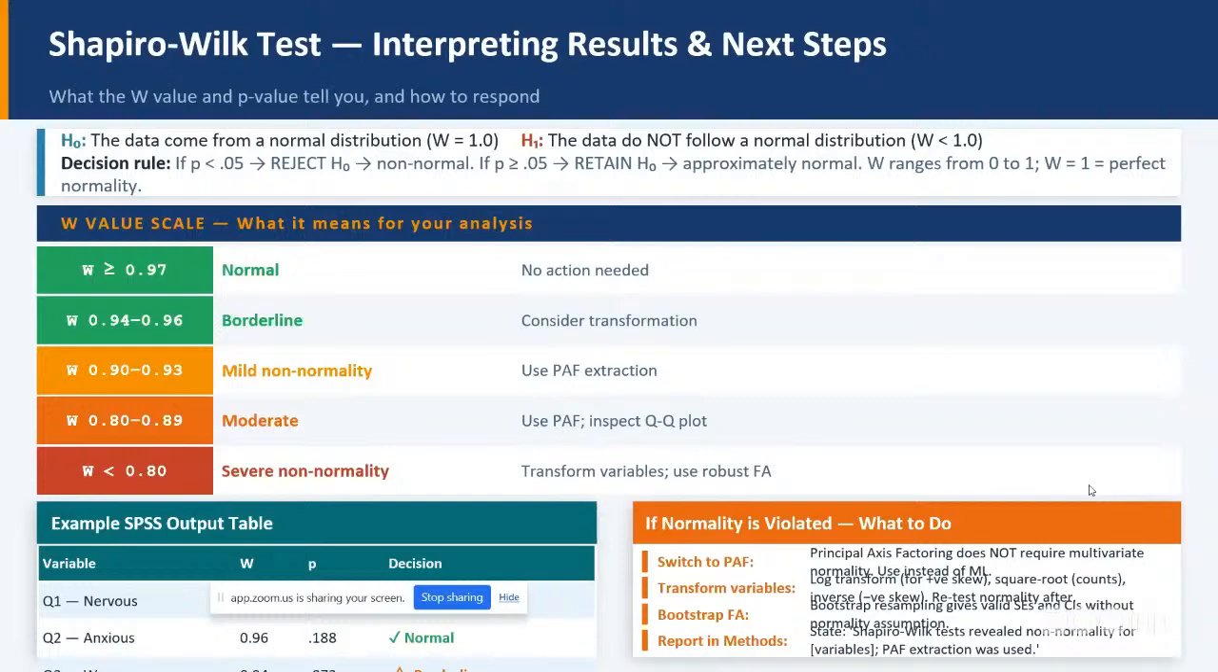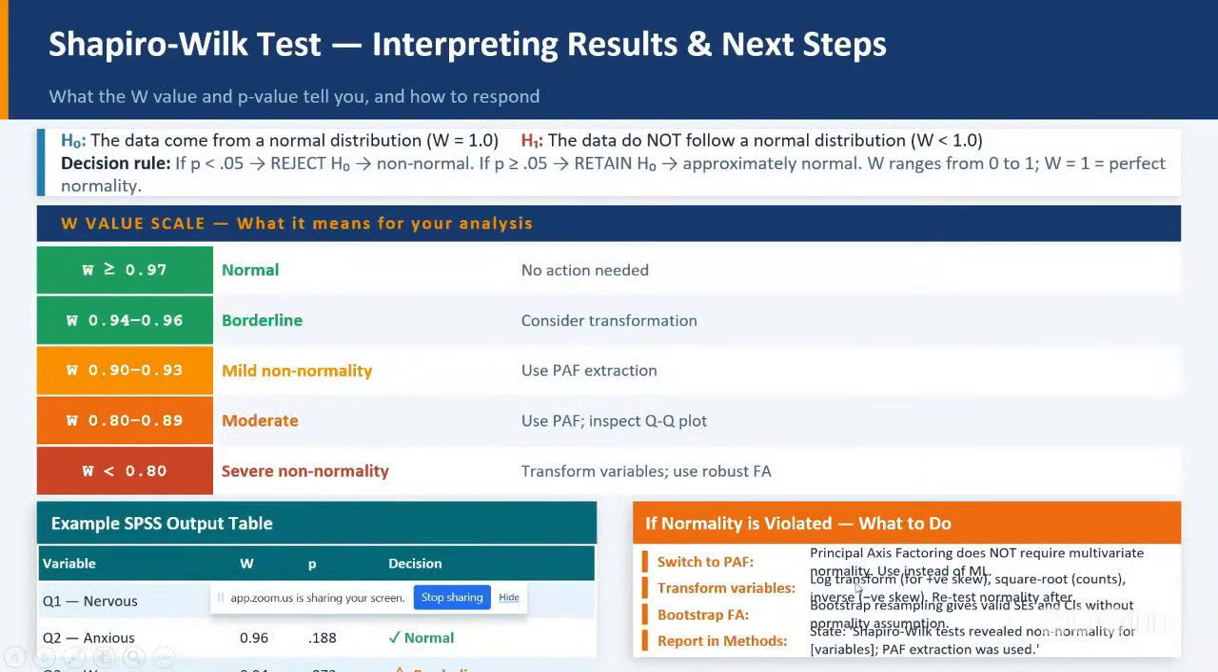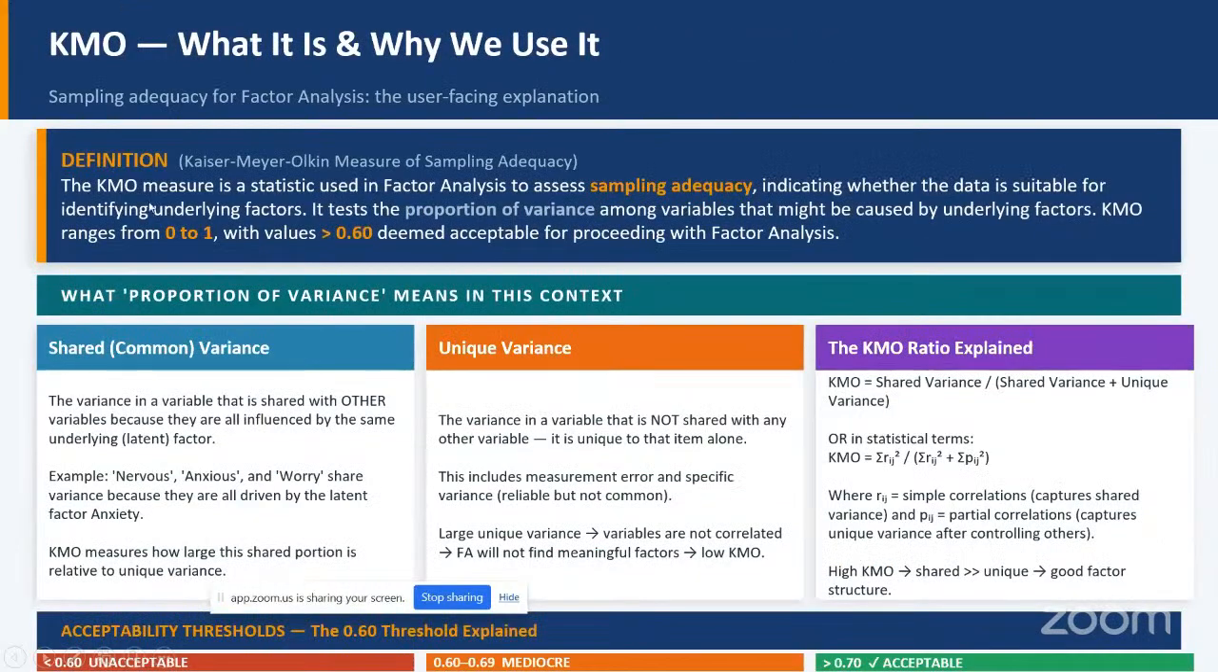This is a direct format. But sometimes, like in the previous case, when the W is less than 0.9, then we need to transform the data. So we can do log transformation for positive skewness or square root transformation for count data. Then these are some methods, bootstrap factor analysis and how to report the data. Okay. And next, that is KMO.